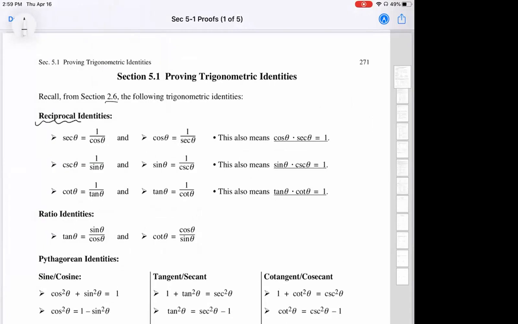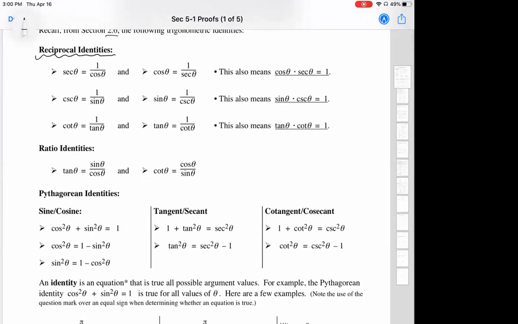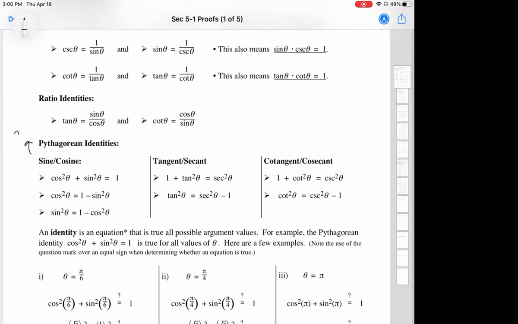So these are your reciprocal identities. We know that secant of theta is 1 over cosine, cosecant is 1 over sine, cotangent is 1 over tangent, and also cosine of theta is 1 over secant, sine of theta is 1 over cosecant, tangent of theta is 1 over cotangent. And if we ever have to multiply these, because they're reciprocals, they result in 1. They're multiplicative inverses. We also know tangent is sine over cosine, cotangent is cosine over sine. Now, I skipped these from 2.6, but you can just take them for granted.